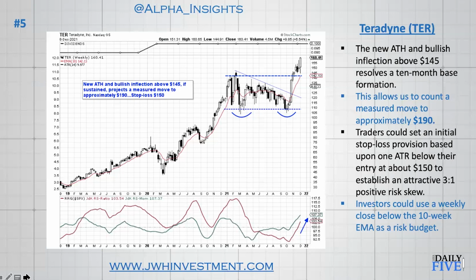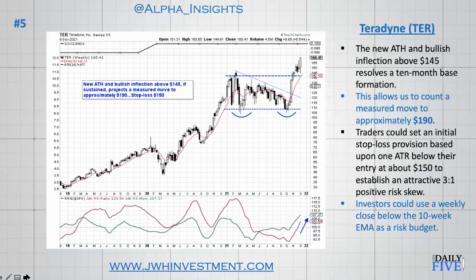And the bullish inflection above what was prior key resistance, both daily and weekly, really gives us an opportunity to project multiple upside targets. But at a bare minimum, we think the upside potential would carry to about 190. And of course, 190 is a nice upside target here. It gives us about 30 points of upside, a little less than 20%.